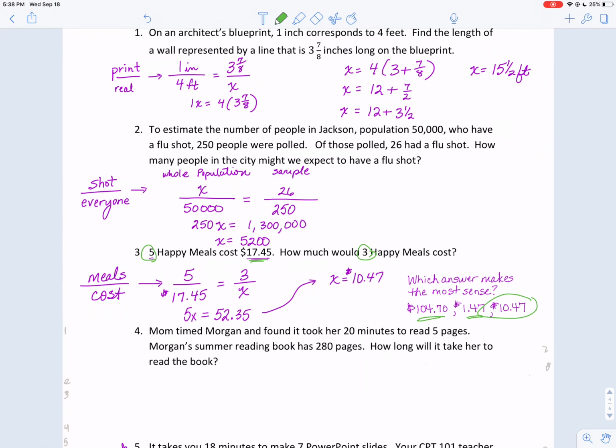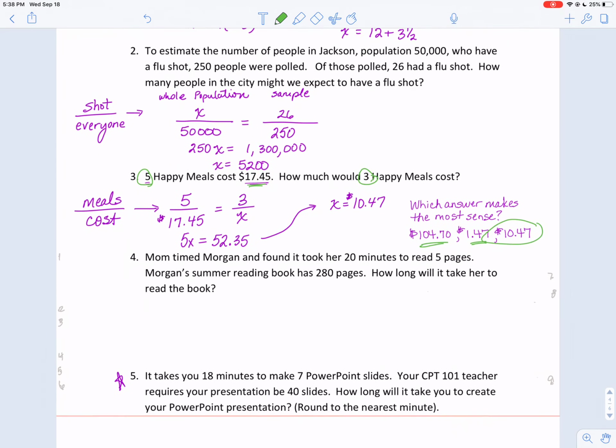You might ask, Miss Kitts, am I really ever going to use this? I mean, besides teaching my student, would I ever really use it? Here's a real world example. My daughter Morgan wanted to go. We needed to find out how long it's going to take her to read her summer reading book. We found out it takes her 20 minutes to read 5 pages. How long is it going to take her to read the book?